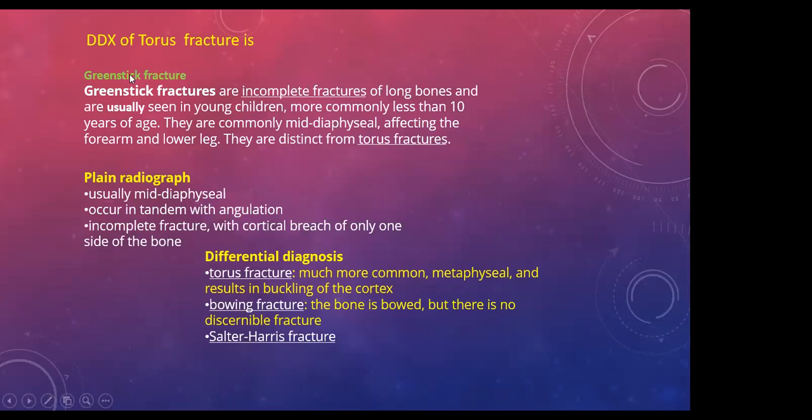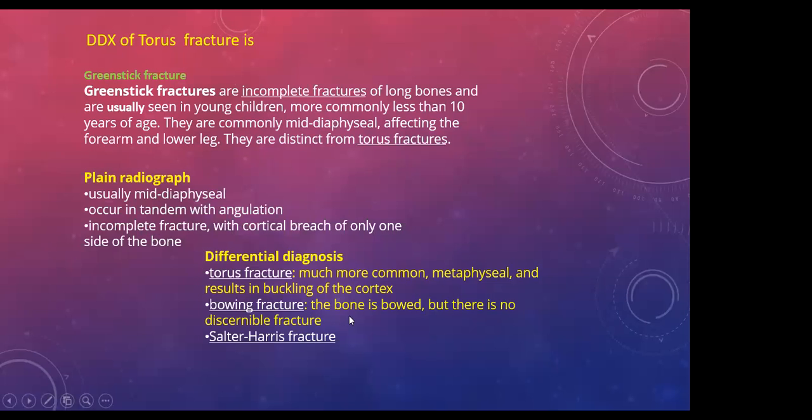Differential diagnosis of the Torus fracture: greenstick fracture is an incomplete fracture along the long bone, usually seen in young children, more commonly under 10 years of age. They are commonly mid-diaphyseal, and this is the difference, affecting the forearm and lower leg. They are distinct from the Torus fracture. On plain film, they are usually mid-diaphyseal and occur in tandem with angulation, an incomplete fracture with cortical breach of only one side of the bone. The Torus fracture is more common in the metaphysis and results in buckling of the cortex.